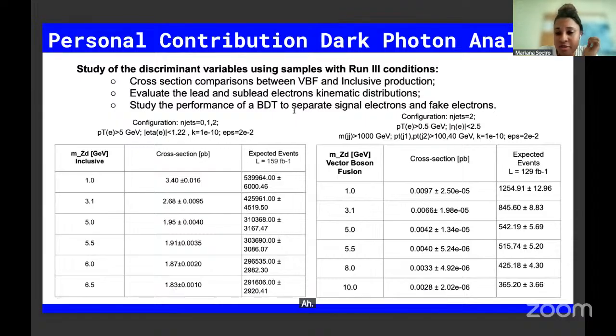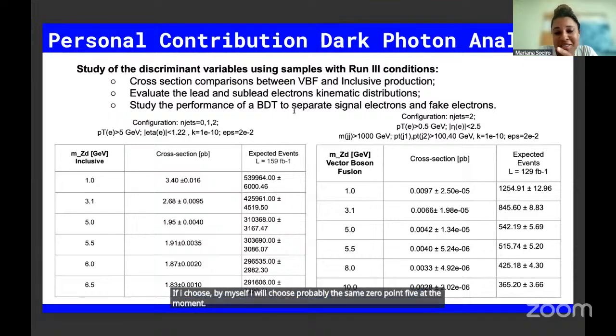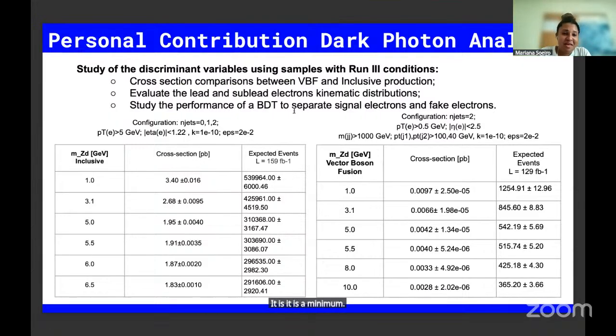When I was studying for my master's, I went to 0.7 and it was good, but the detector has a lot of limitations. If I chose by myself, I would probably choose the same 0.5 at the moment. It is a minimum pT to study, but going lower is down. We can go, but maybe it's not a good idea.